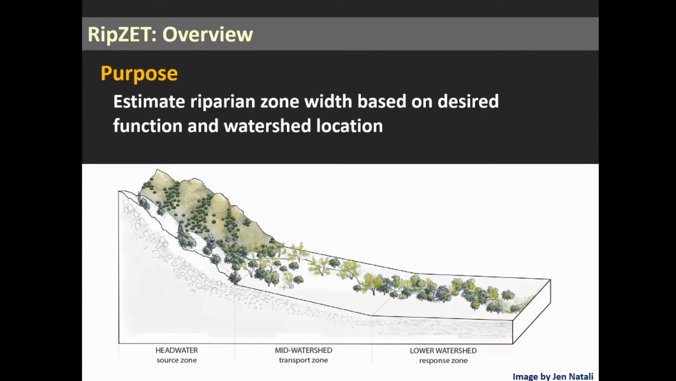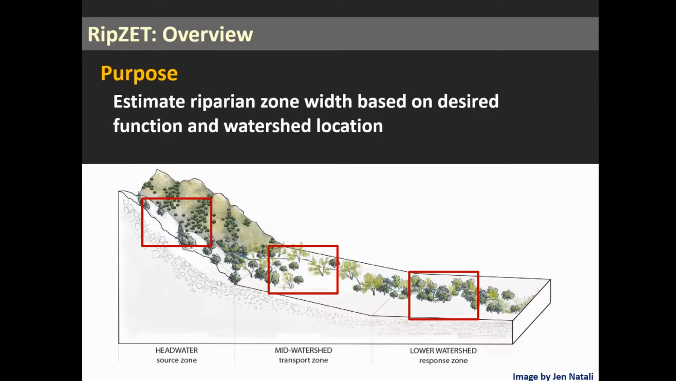But we also know that riparian functions change as position in the watershed changes as well. So in the headwater reaches, riparian functions are really about large woody debris loading and coarse sediment input. As you move further down to mid-watershed transport reaches, riparian functions become more about shading, bank stability, and filtering, and then as you move further down the watershed into low-gradient alluvial channels, riparian functions transition into things more like floodwater storage and groundwater recharge.